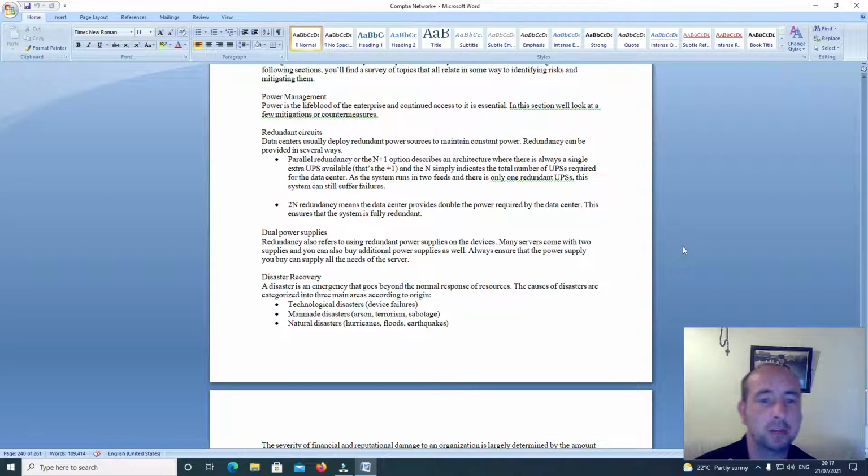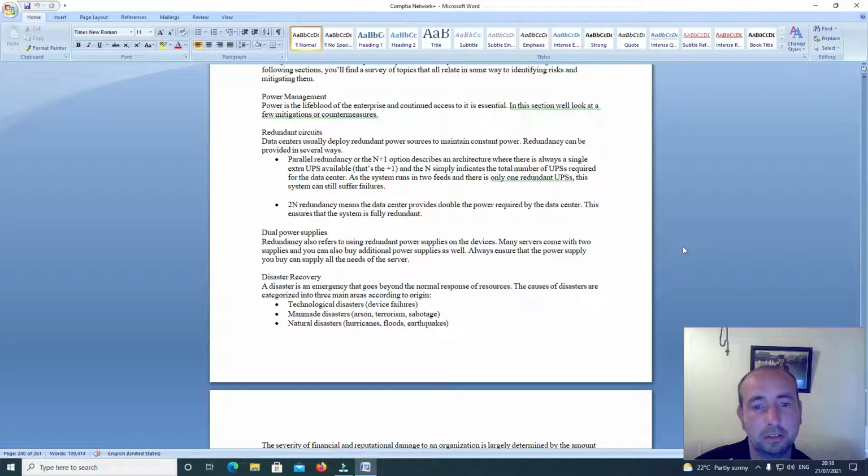Power management. Power is the lifeblood of the enterprise and continued access is essential. In this section, we'll look at a few mitigations or countermeasures. Redundant circuits. Data centers usually deploy redundant power sources to maintain constant power. Redundancy can be provided in several ways.